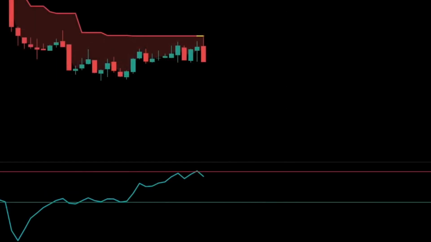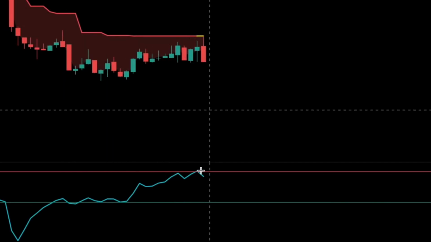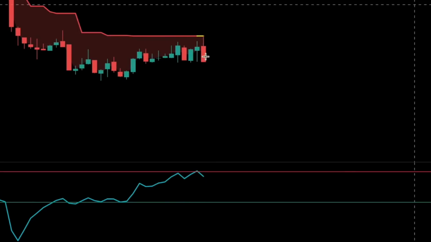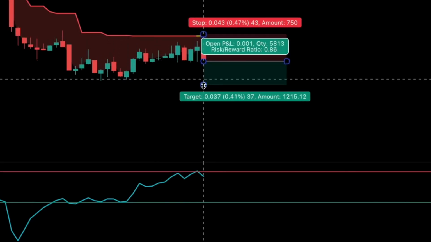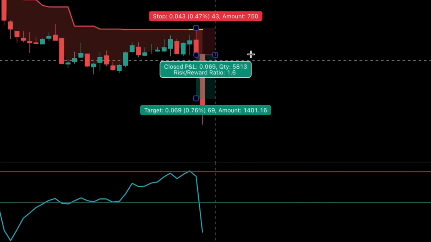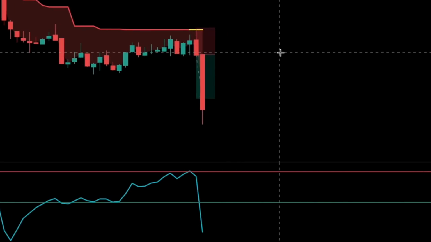Here's another example. The price is in a downtrend. A valid pullback occurs. The CCI confirms it, and then it signals a sell. Now that you understand the rules, let's see how this strategy performs in backtesting.